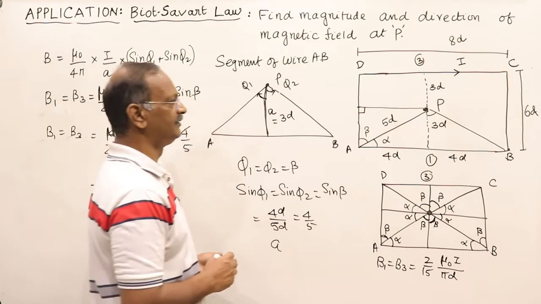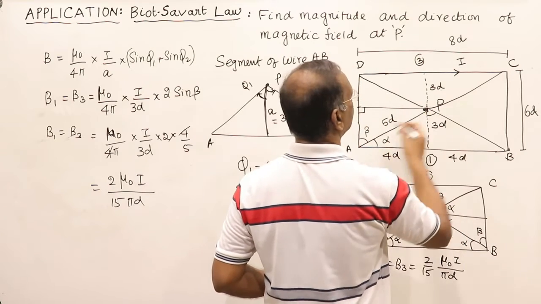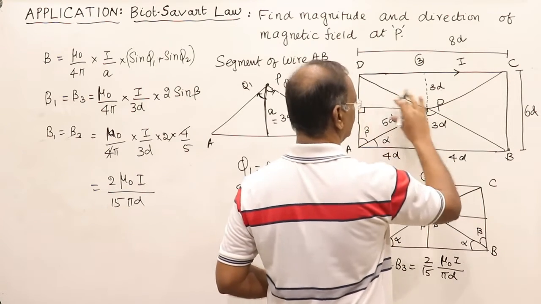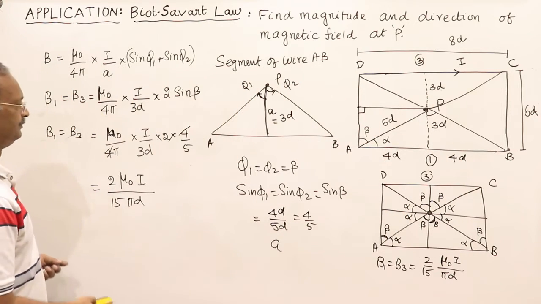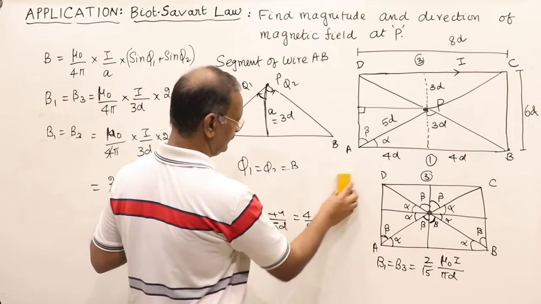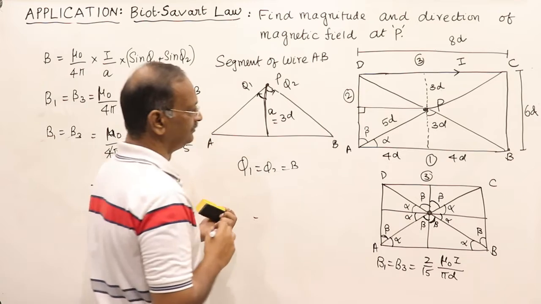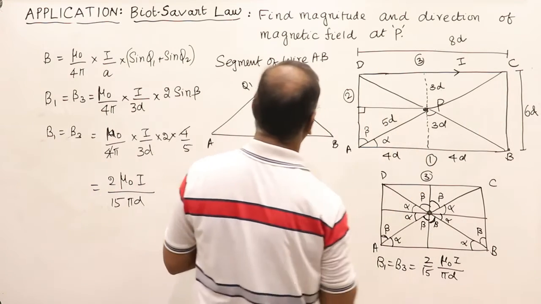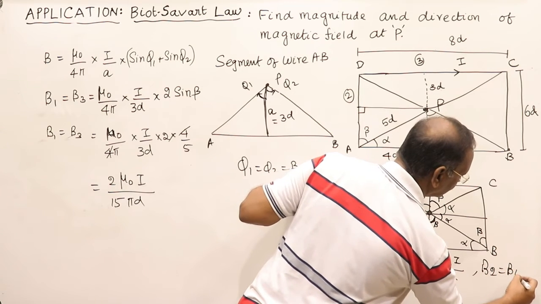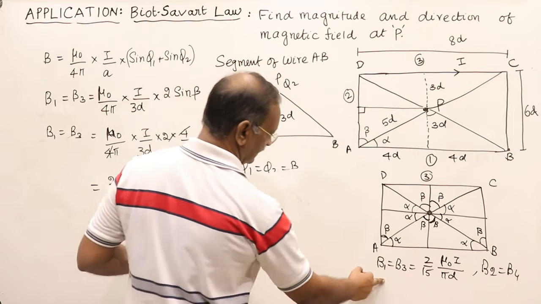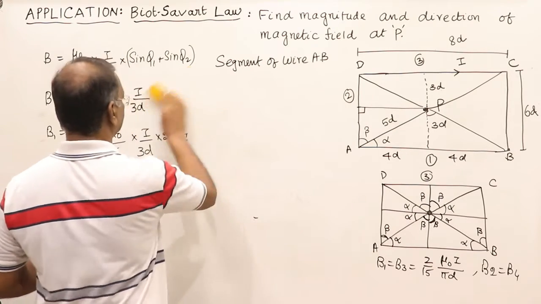We have found the magnitude for this region and this region. Now we have to find this and this, both are the same. The magnitude of this portion is equal to the magnitude of that portion. Now let us see this portion, segment 2. This is 1, 2, 3 and 4. B2 in magnitude is equal to B4. And this cannot be equal to the other pair because it is a rectangle. So we can draw the triangle for this one.